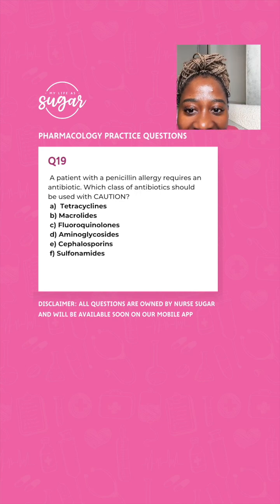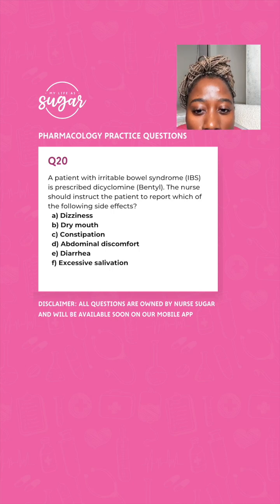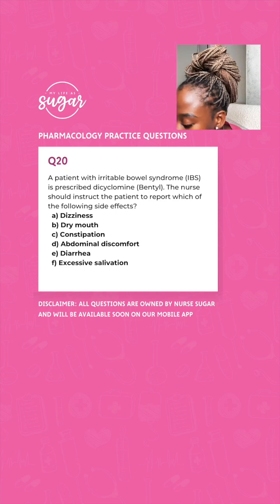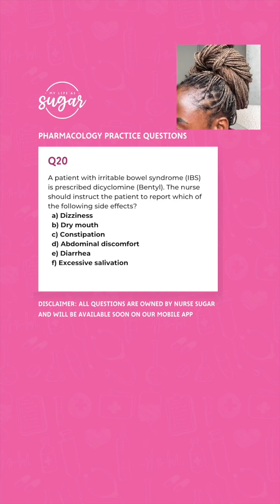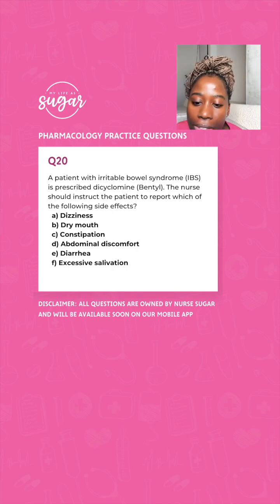And this is going to be our last question for today, y'all. Question 20. Your patient with IBS is prescribed Bentyl, dicyclomine. The nurse should instruct the patient to report which of these following side effects. For Bentyl, you guys will know this. A, dizziness. B, dry mouth. C, constipation. D, abdominal discomfort. E, diarrhea. F, excessive salivation.